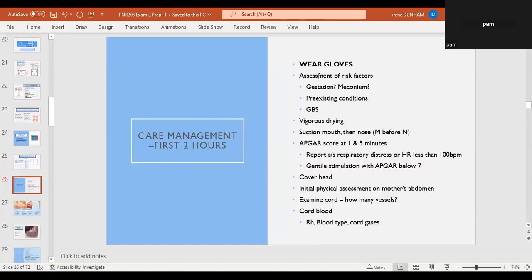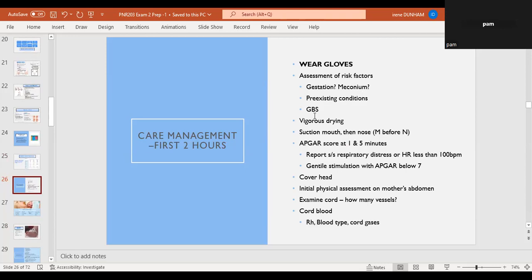All right, so that was my APGAR. Let's see over here. Care management for the first 2 hours of this baby would be assessment of risk factors. Now, you're wearing your gloves. We always wear our gloves because there's a lot of amniotic fluid and a lot of blood, and we don't want to get our hands into that. Assessment of risk factors. I always want to know, especially when taking care of a baby, what kind of labor mom had. That's very, very important. How many weeks gestation is this baby? Does this baby have meconium in utero? I need to know that.